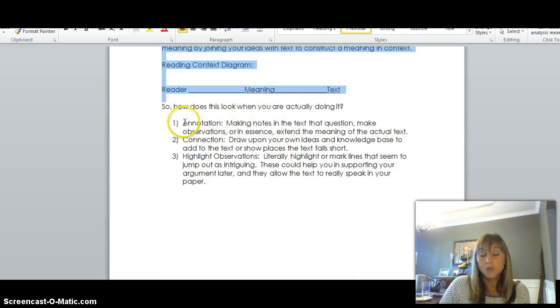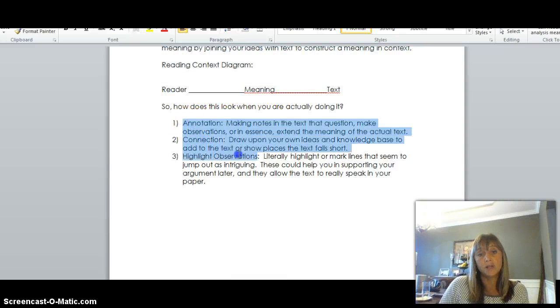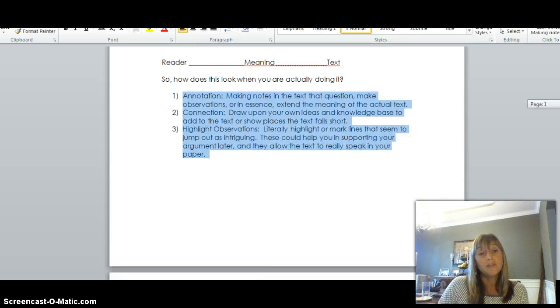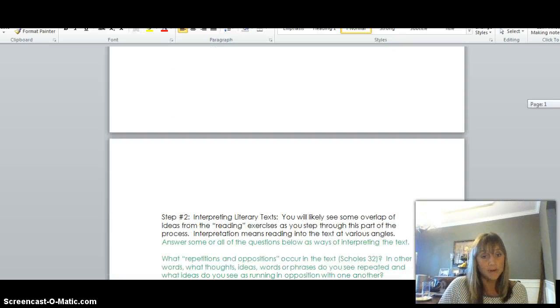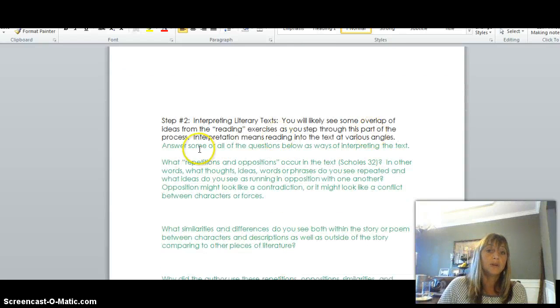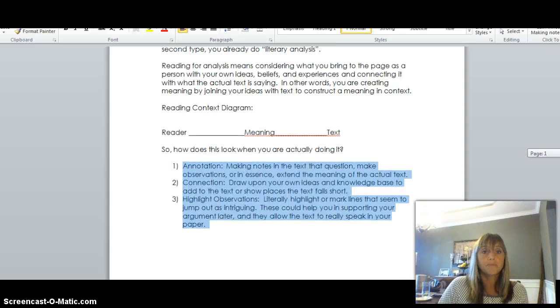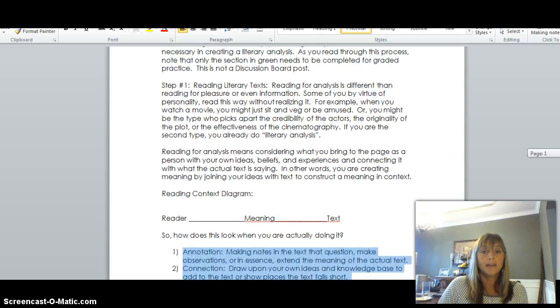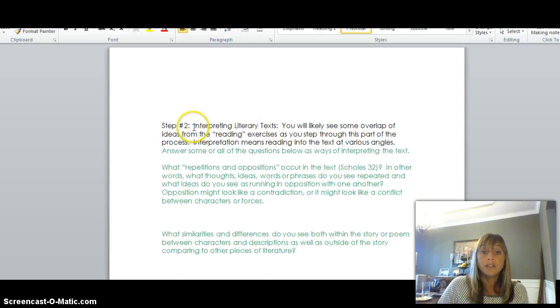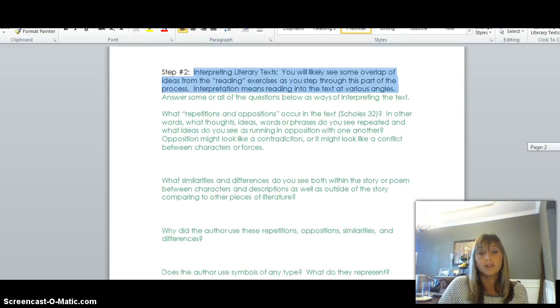So when you go back to reread and make sure you're doing a close reading, here are some suggestions that can help you. If you've already done this, you're a step ahead. You're ready to go into interpreting. So we read, step one. Step two, we interpret. And this is where we're going to start laying the groundwork for our analysis.